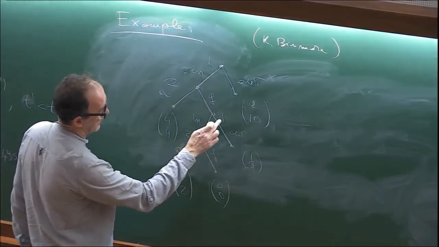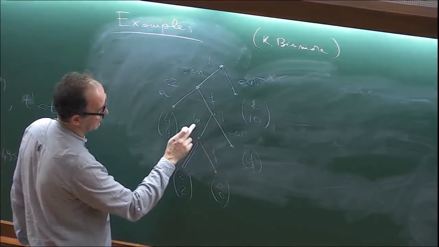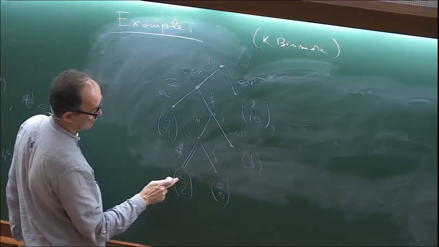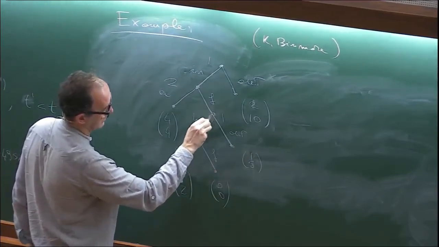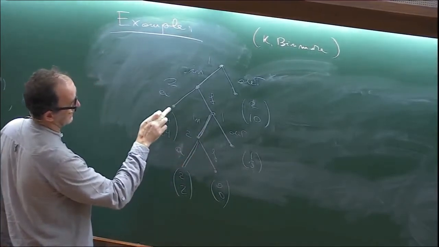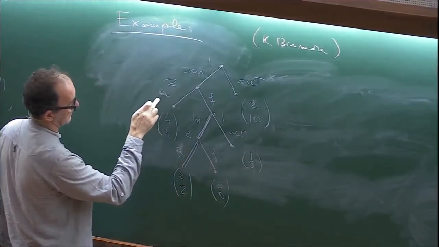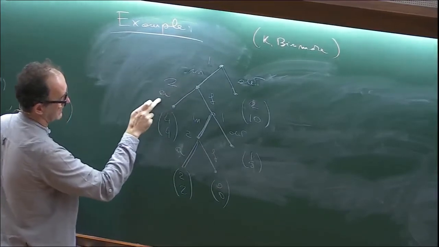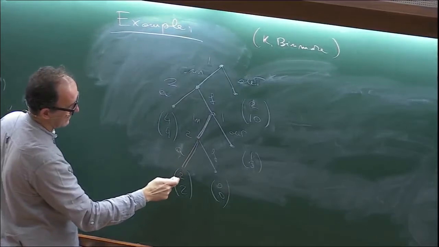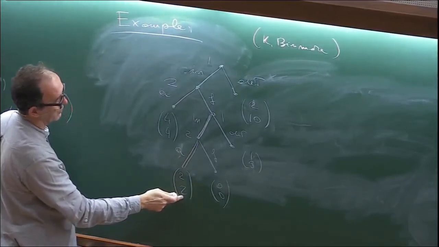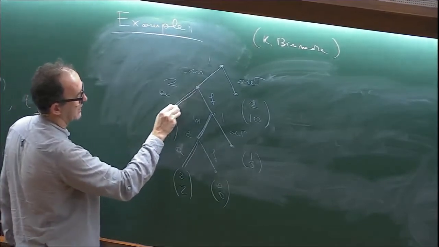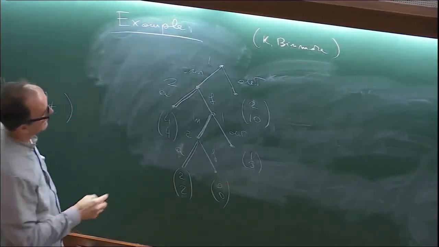Should player 1 try to get in or stay out? Well, here he gets 1, here he gets 2, so he should try to go in. Then you ask, in this case, should player 2 accept or fight? Well, if he fights, then he's going to get a payoff of 2. If he accepts, then he's going to get a payoff of 4. So he should accept.